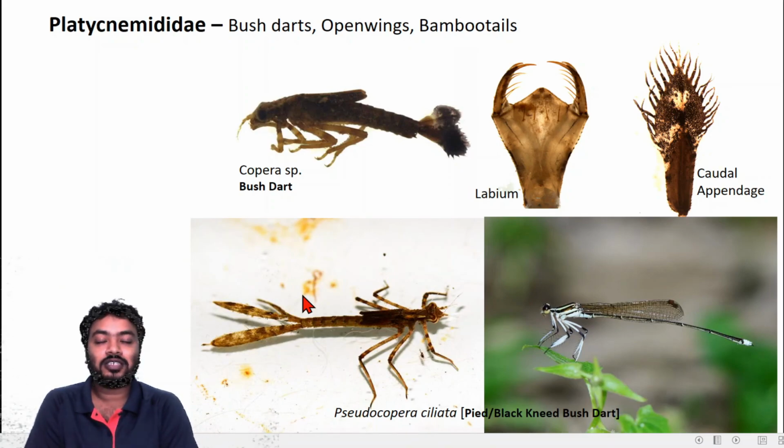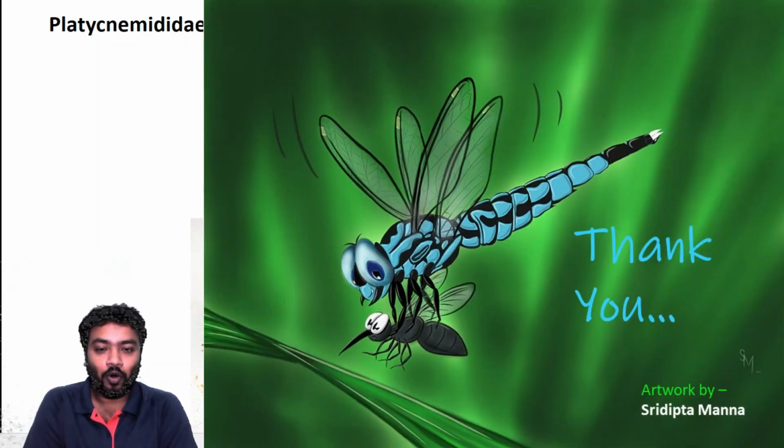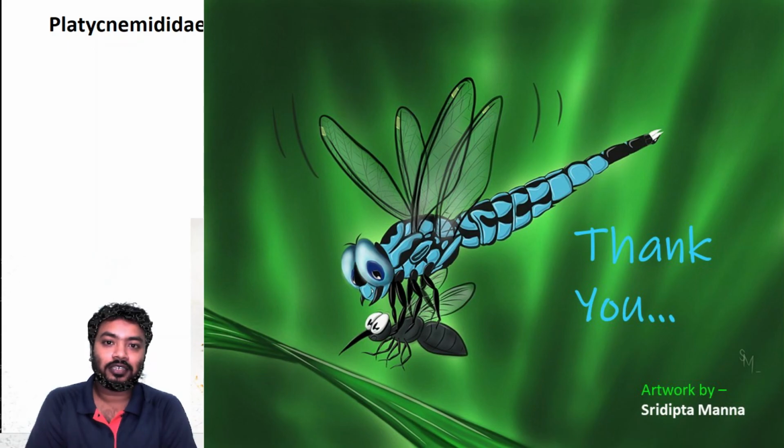So if the oxygen level is low in the water, then generally the species residing in that water have very well developed and long caudal appendages. I think that is all, and I hope all the slides and all the species I discussed here will be helpful for you to understand larval odonate taxonomy, and you can carry out at least some level of identification with them.